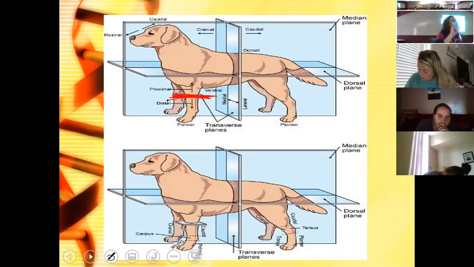All right, so let's talk about the extremities for a minute. Extremity is a fancy word for your front legs and your back legs.